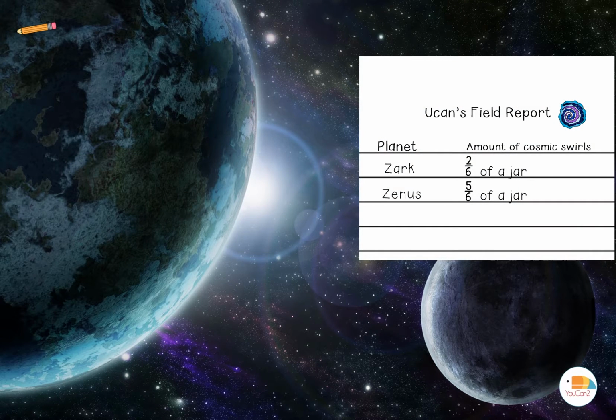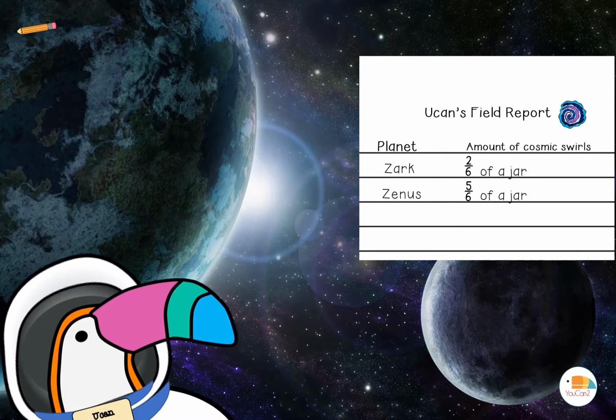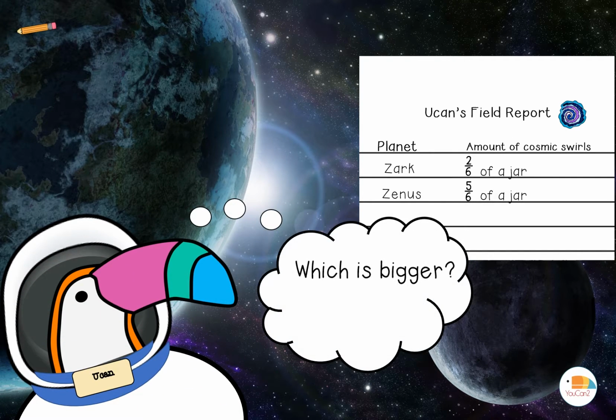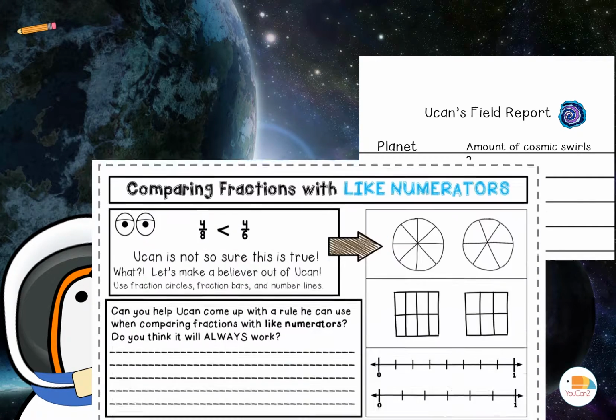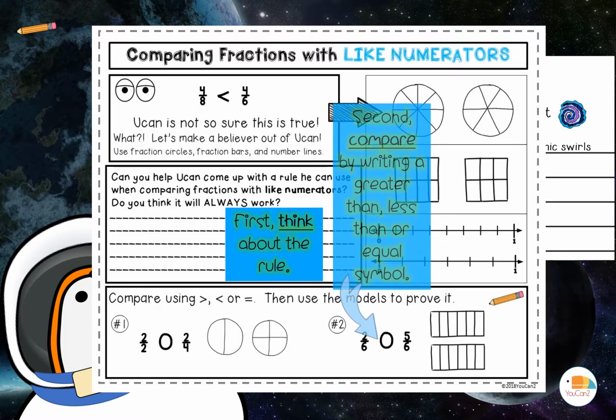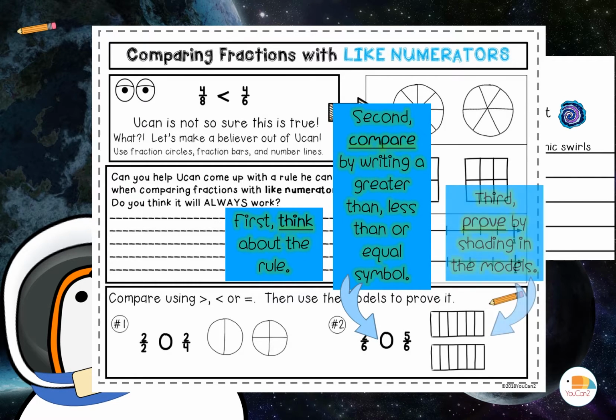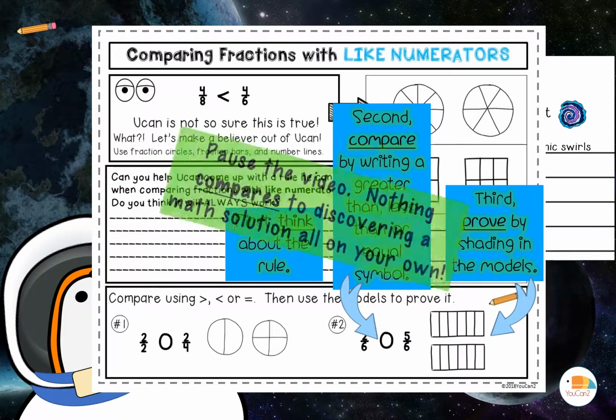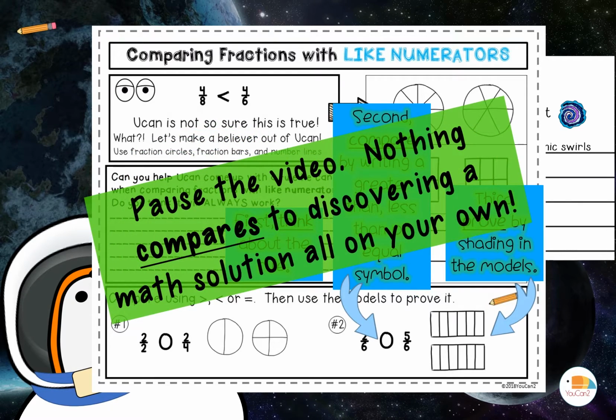Time to compare fractions with like denominators. It's a pencil problem. So what do you think? He found 2/6 of a jar of cosmic swirls on planet Zark and 5/6 of a jar of cosmic swirls on planet Venus. This time your denominators are the same. How does that help you? Don't forget to first think about those denominators. Then use what rules you've learned to compare, and then only after you've done that, prove it by shading in a picture. Pause the video. Nothing compares to discovering a math solution all on your own.